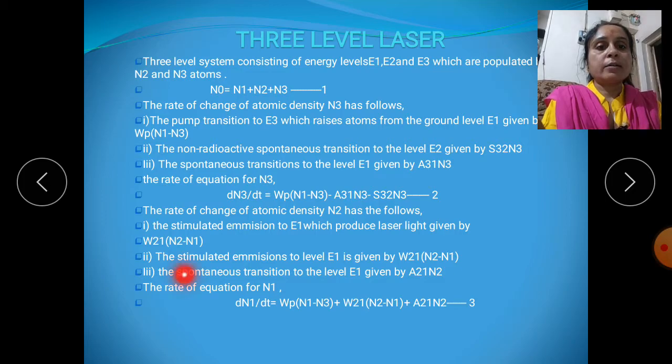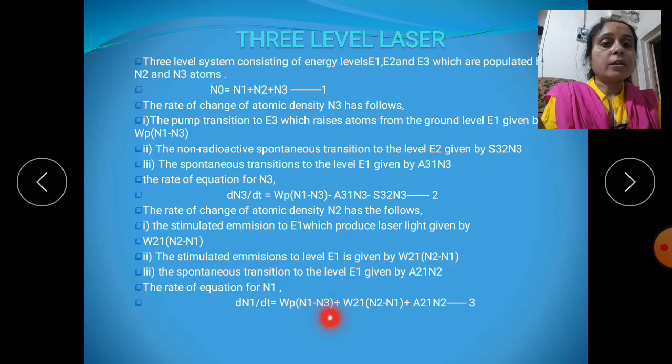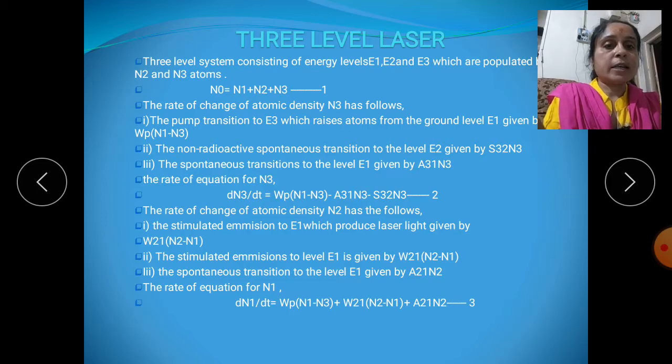Then there are the spontaneous transitions to the level E1, defined by A21 N2. So the rate equation for N1 can be represented by dN1 by dt equal to omega p of N1 minus N3 plus omega 21 of N2 minus N1 plus A21 N2. That will be represented as equation third. In this state, the stimulated emission takes place from the excited state to the lower ground state, so the rate of change for the N1 level is dN1 by dt in the form of equation third.